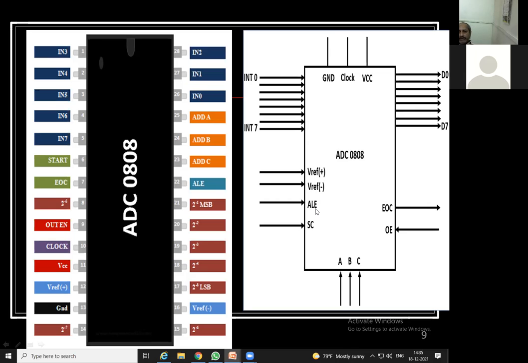Then ALE, that is address latch enable. Okay, so SC... that is system clock, it is there. Then the ground is there, the clock is there, and the VCC is also here. So this is the functional bifurcation of the pinout diagram of 0808. If you see the pinout diagram here, IN3, IN4, IN5. So you can say multiple inputs are allowed over here, so that it shows this particular output.